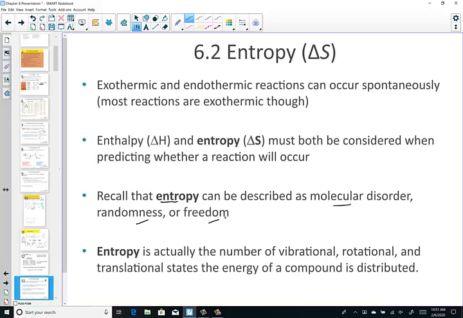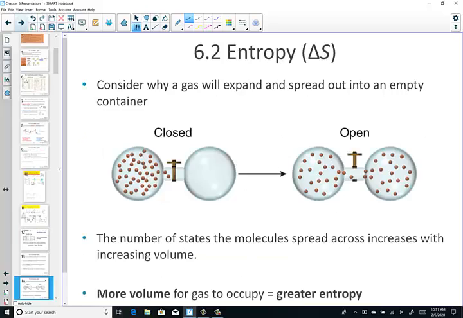So for instance, gases have higher entropy than liquids. Liquids have higher entropy than solids because the freedom to move in space increases with those solid, then to liquid, then to gaseous phases. So it's really vibrational, rotational, translational states of energies as a compound is distributed. The more chaotic, the higher the entropy.